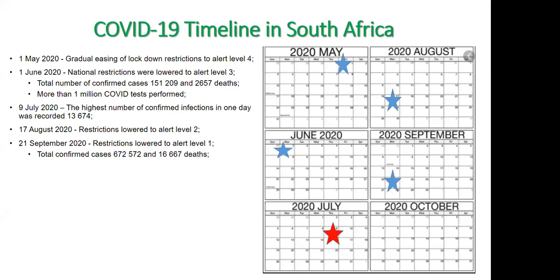Sadly, by the 9th of July, that was the highest number of confirmed infections in one day recorded, 13,674 in one day. By the 17th of August 2020, restrictions were lowered to level 2. We started seeing tapering of the so-called first wave. And by the 21st of September, the restrictions were lowered to alert level 1. However, once again, at that stage, we had passed 500,000 confirmed cases, and there were more than 15,000 deaths in South Africa.